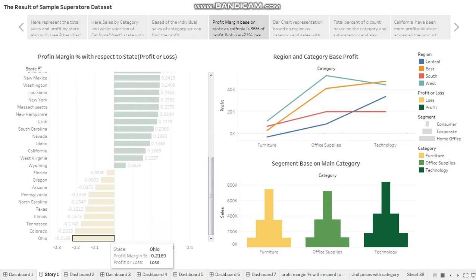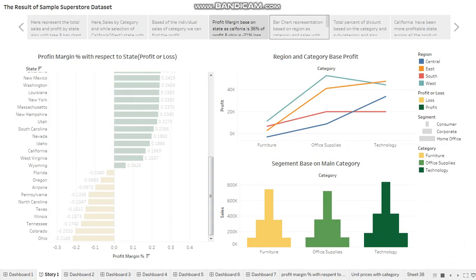Then, based on the segments, there are corporate, home office and consumer segments. So we have to represent these graphs, and based on this, the relation in categorical data. We have to see the profit based on the region. There are 4 regions we have to predict: central, east, south and west, with profit and loss, and the segments having furniture, office supplies and technology.